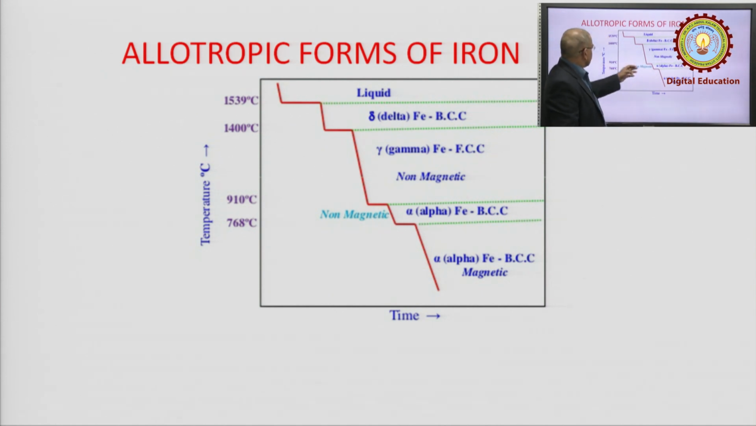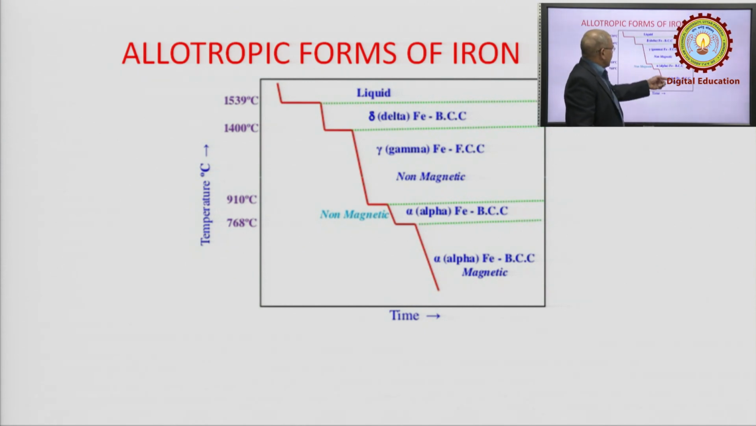When you continue heating from 910 degrees centigrade to 1400 degrees centigrade, this remains FCC, but beyond 1400, when you continue heating, heat is getting into the material to bring some change, and that change is the FCC getting converted into BCC. When this transformation from FCC to BCC has completed, the rise in temperature continues up to the melting point, 1539 degrees centigrade. This is referred to as delta iron.